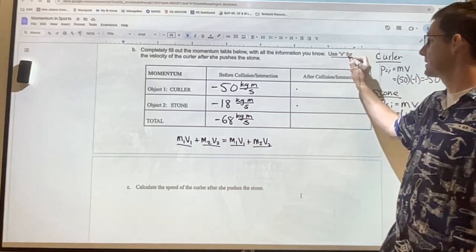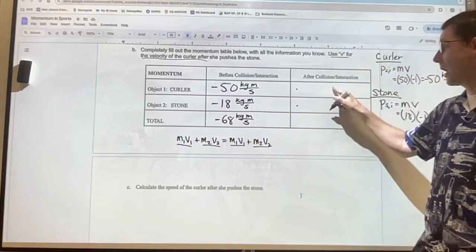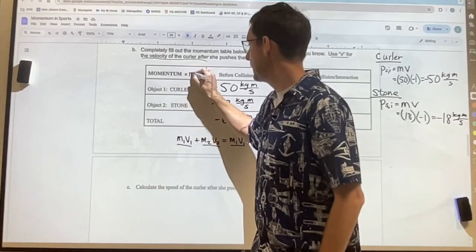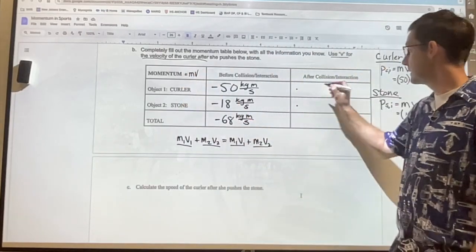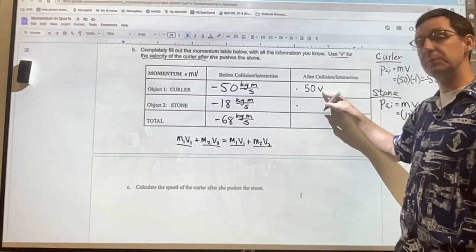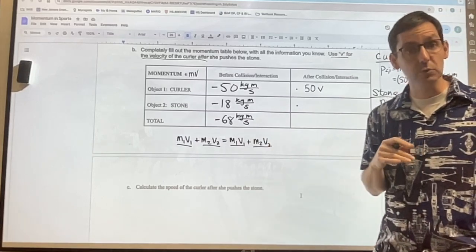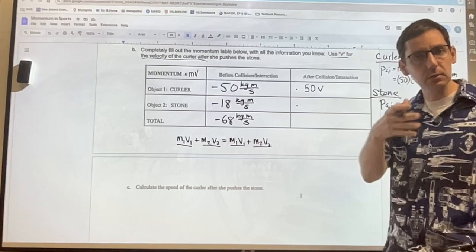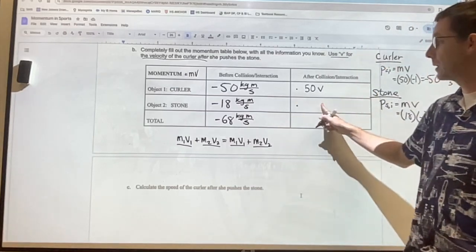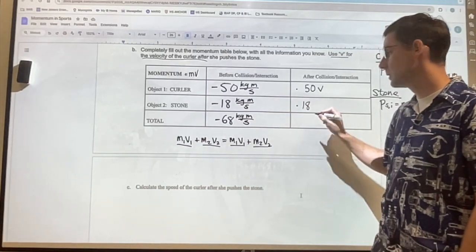So the velocity of the curler after is going to be V. After, she still has a mass. Remember, momentum is still mv. So her mass is still 50, multiplied by her final velocity, whatever her speed is after she pushes the stone. She still slides along until eventually she stops, but she does keep sliding after she pushes the stone. The stone is going to be 18 kilograms times its velocity.